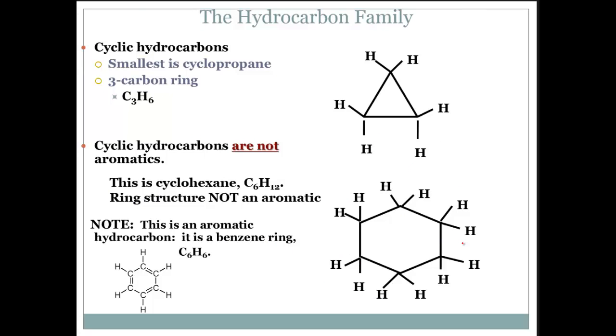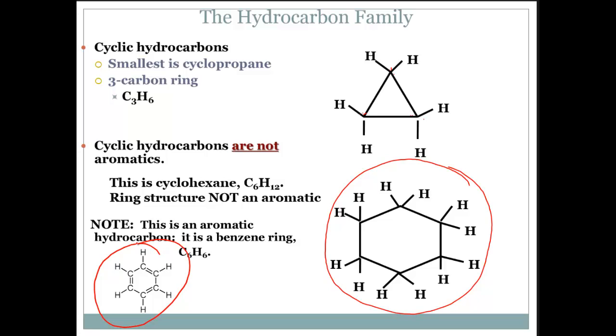Cyclic hydrocarbons all are in a geometric shape. The smallest, cyclopropane, is C3H6. There's a carbon at each corner. Cyclic hydrocarbons are not aromatics. For instance, this is a cyclohexane, where there's 6 carbons all bonded to each other, whereas this is an aromatic, where it includes double bonds.